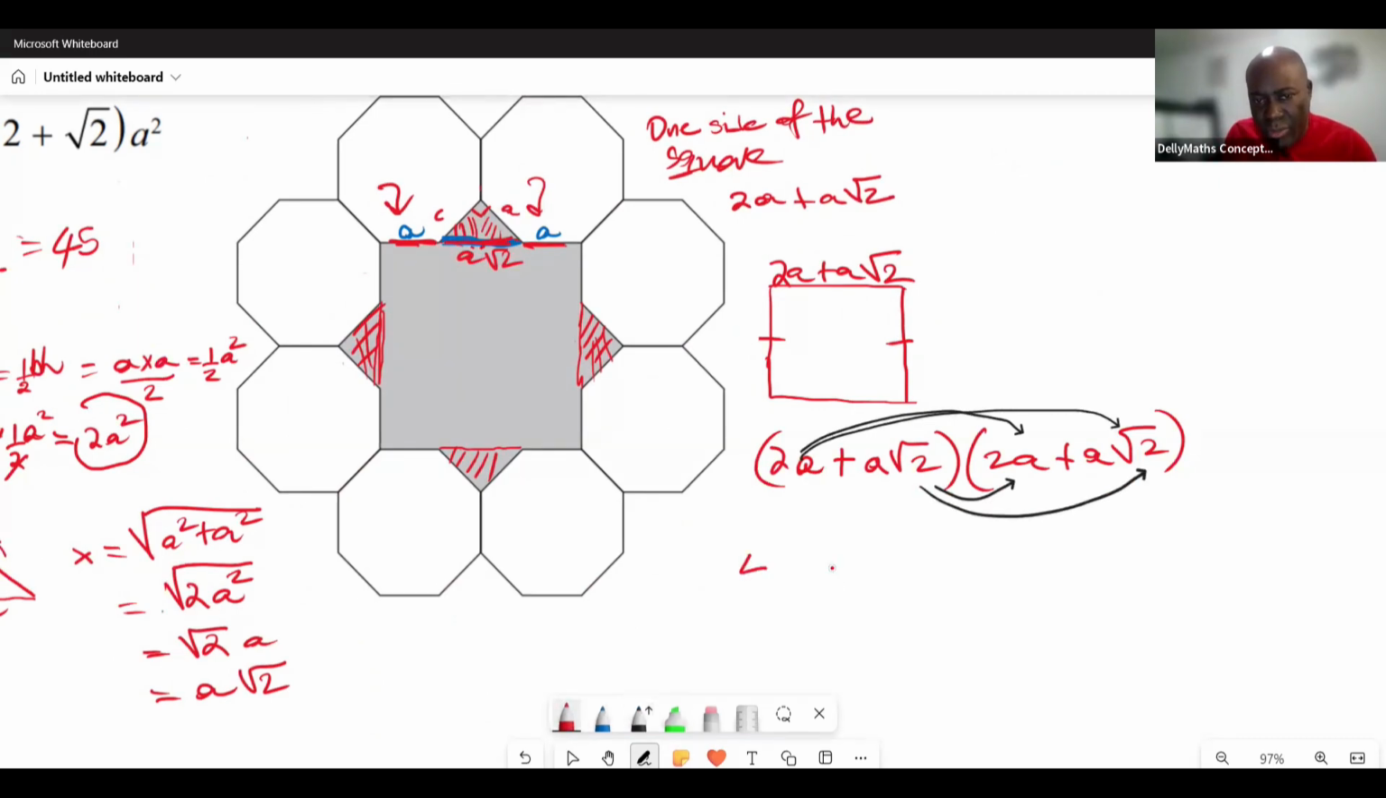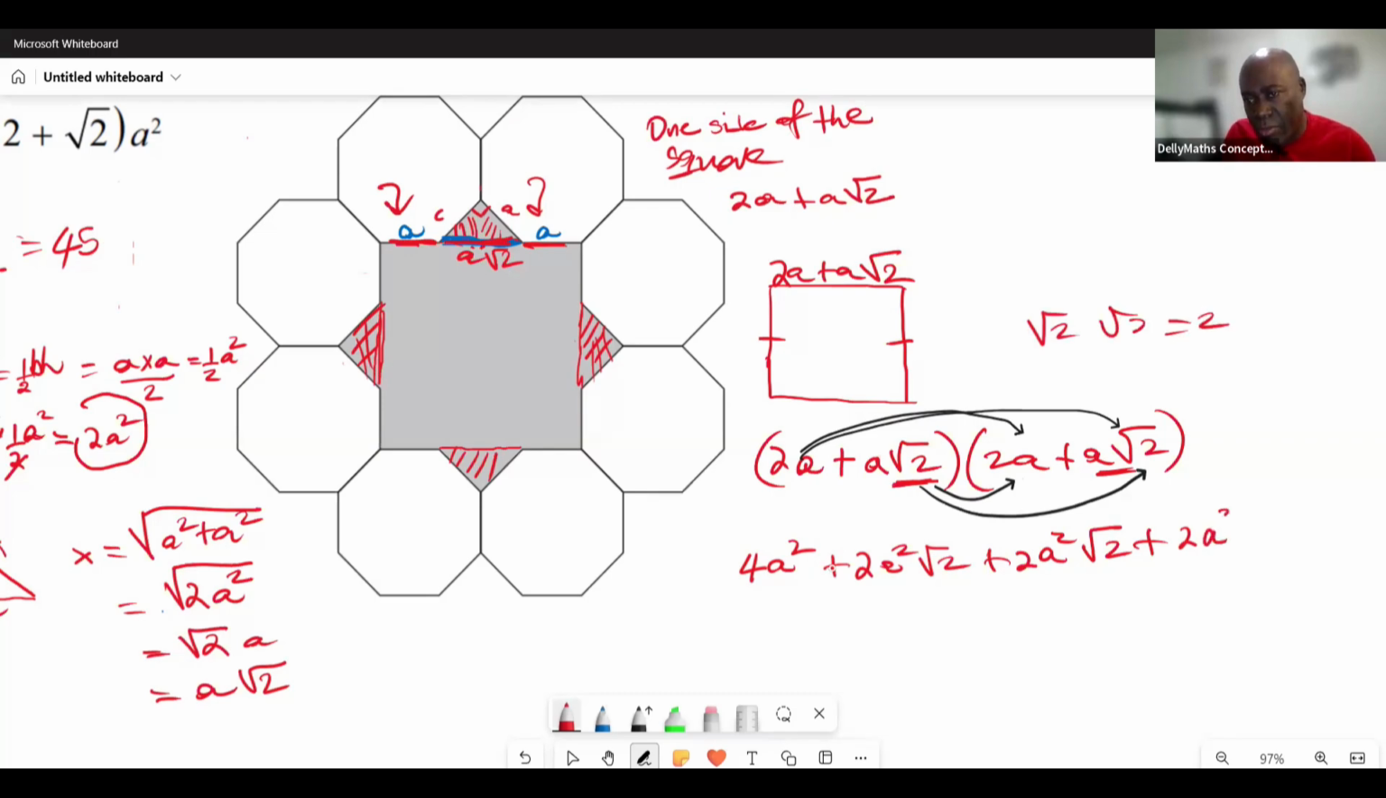2A times 2A will give me 4A to the second. When 2A is multiplied by A root 2, I'm going to have 2A squared with root 2. And then when this A root 2 is multiplied by 2A, I'm going to get the same thing: 2A squared and then the root of 2. And finally, when A root 2 is multiplied by A root 2, I'm going to end up having 2, because root 2 multiplied by root 2 becomes 2. So I'm going to get 2, but the A times the A will be A squared.